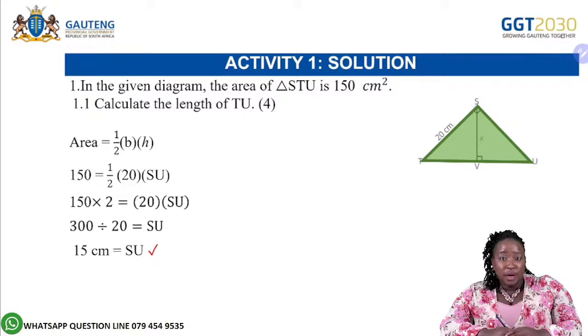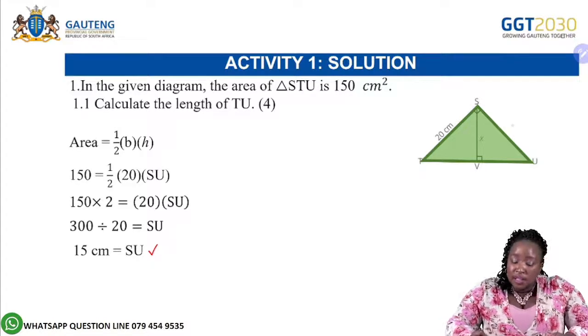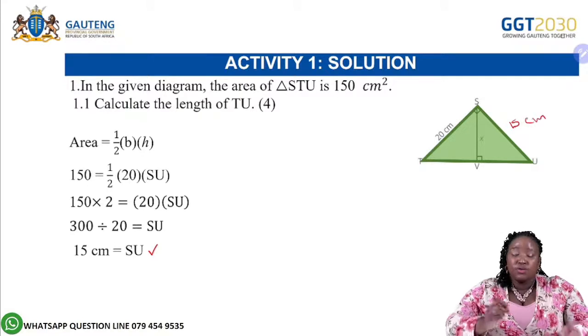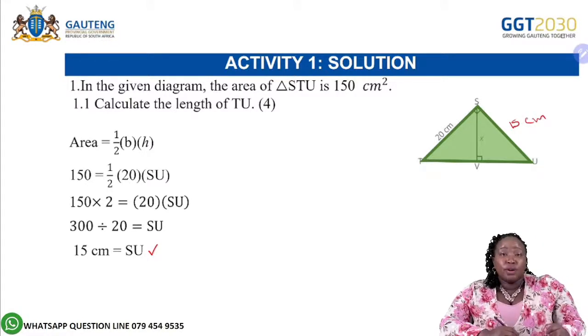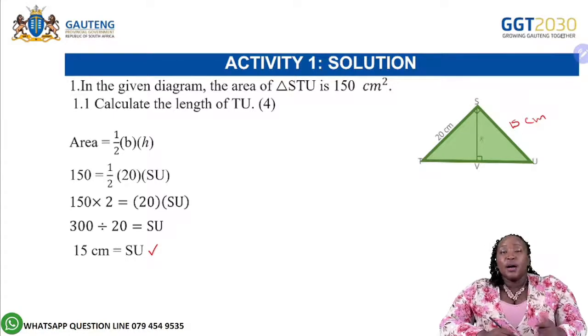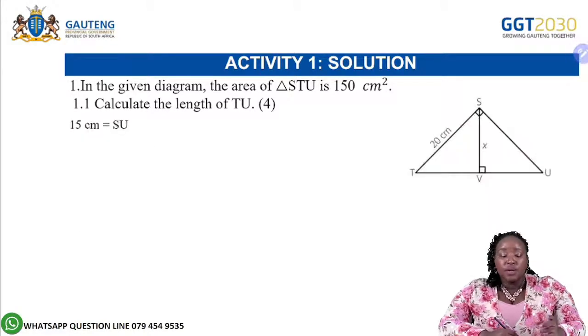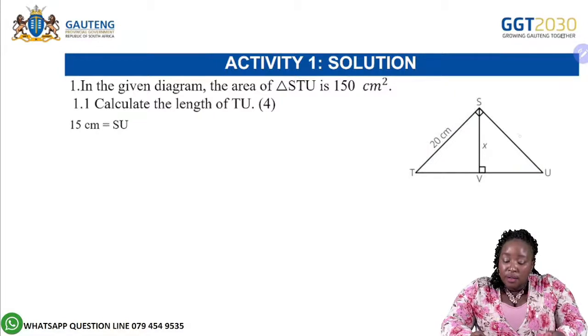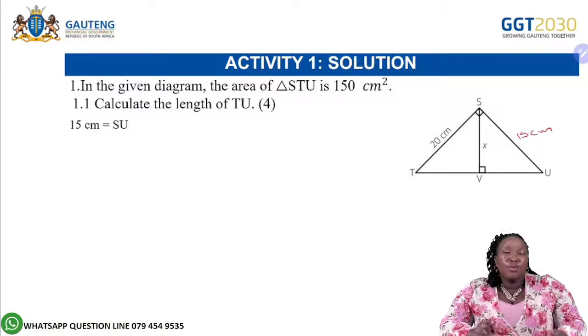This is the first part. So if you have 15 centimeters here, you get a mark, right? You could have used a different method, but as long as you got 15 centimeters there. All right, now the next part is for us to say, okay, we know now this is 15 centimeters there, right? So we have two lengths.